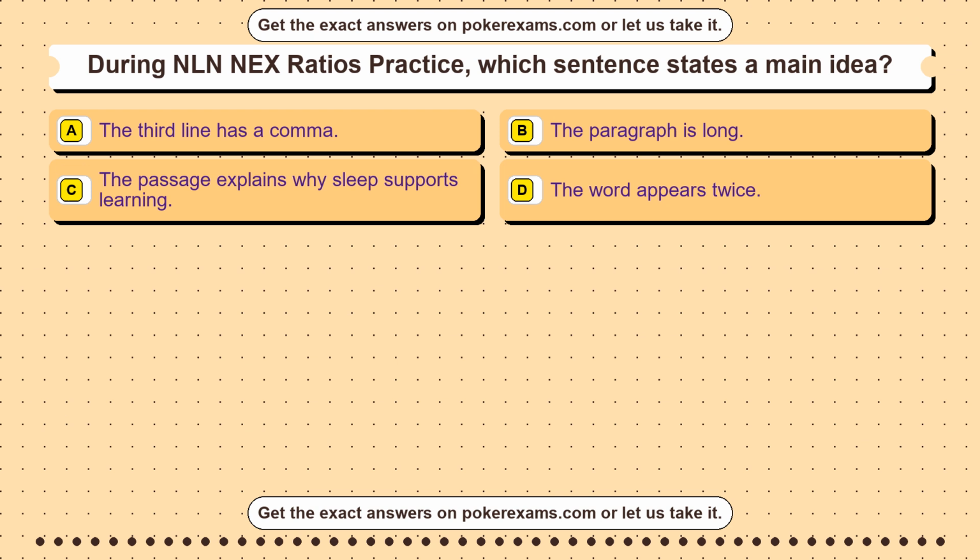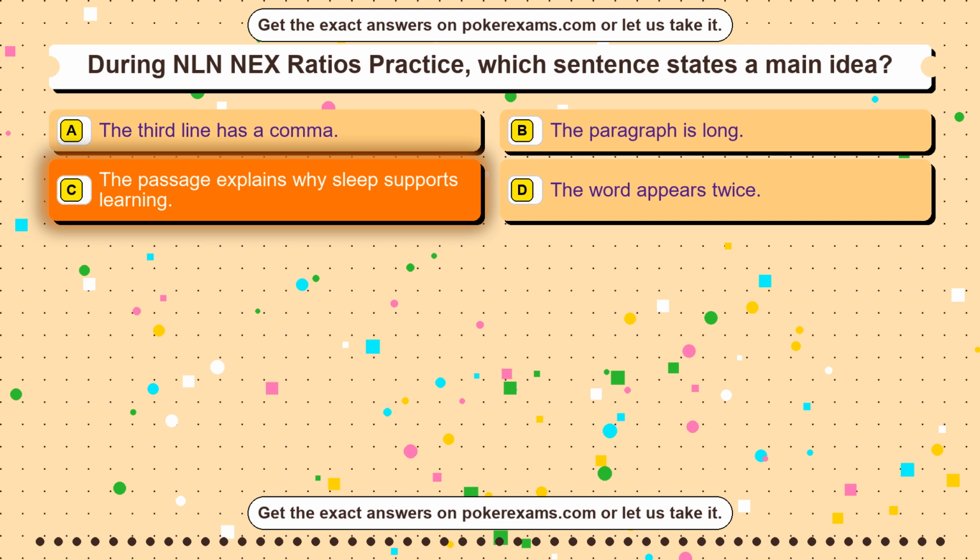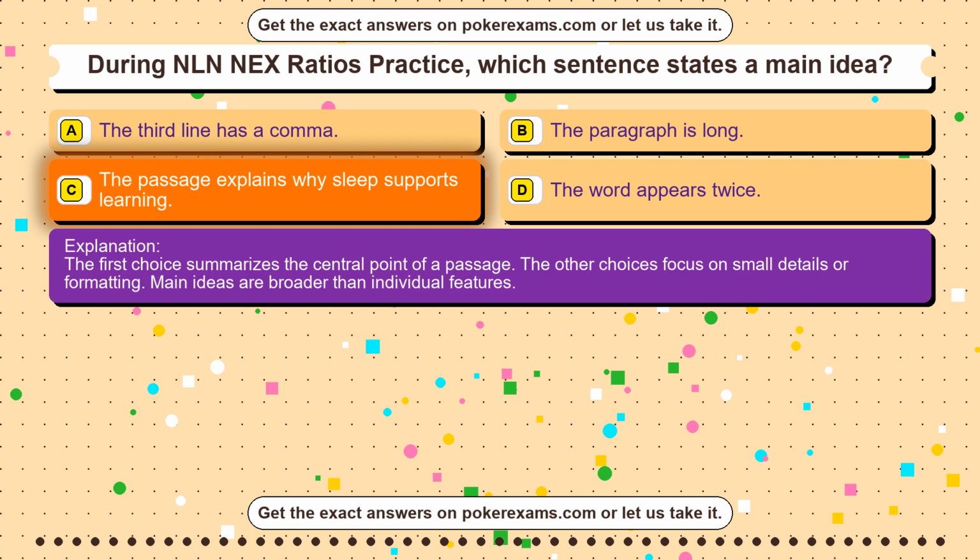Question 11. During NLN NEX Ratios Practice, which sentence states a main idea? Option A. The third line has a comma. Option B. The paragraph is long. Option C. The passage explains why sleep supports learning. Option D. The word appears twice. The correct answer is option C. The passage explains why sleep supports learning. The first choice summarizes the central point of a passage. The other choices focus on small details or formatting. Main ideas are broader than individual features.